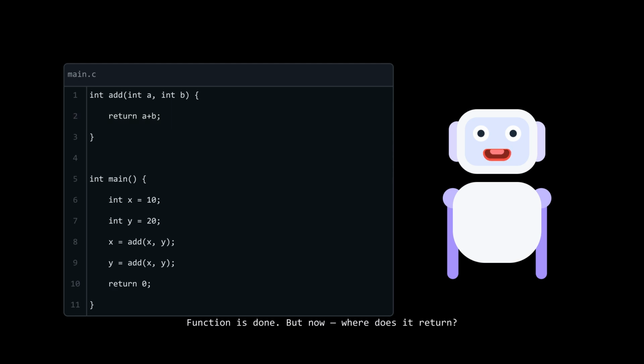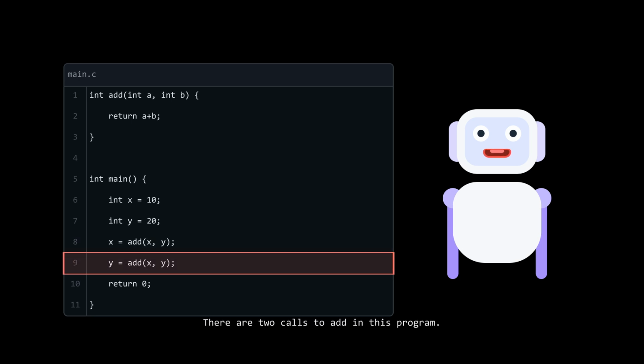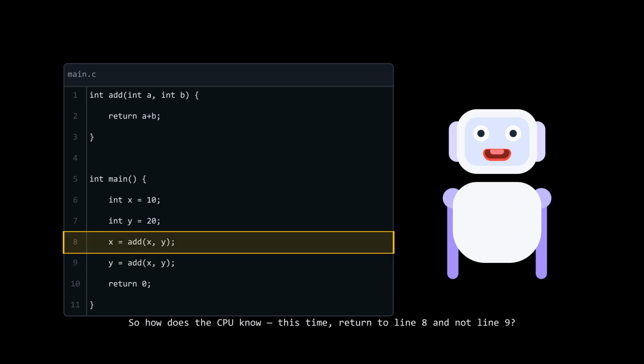Function is done. But now, where does it return? There are two calls to add in this program. From inside add, both calls look exactly the same. So how does the CPU know this time to return to line 8 and not line 9?